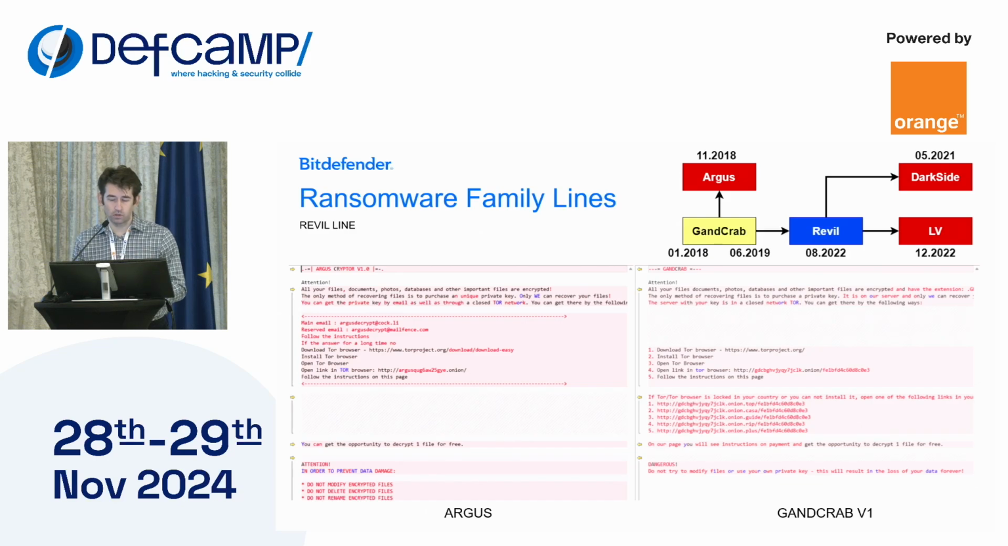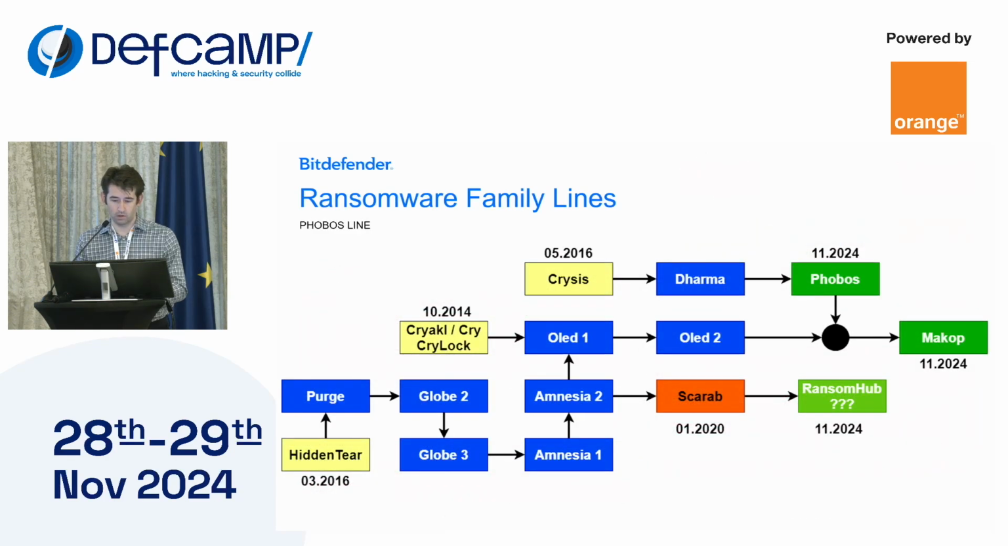Okay, GunCrab evolved into Revil, also known as Sodinokibi, and Revil evolved into LV ransomware and DarkSide. Okay, all of these final nodes, the ransomware families are dead at the moment, but pieces of code behind the original ransomware families are shared to another one, other families, as we will see further.